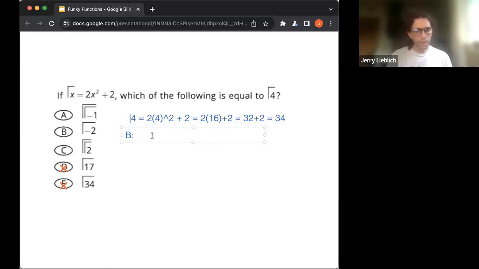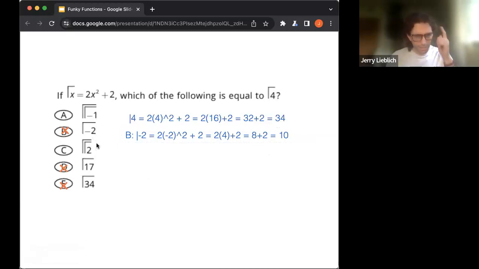All right, so L of -2, that's going to equal 2 times -2 squared plus 2. Okay, so 2 times 4 plus 2. Already, this is not looking great. 8 plus 2 equals 10. So it's not B. It's going to be one of these two.